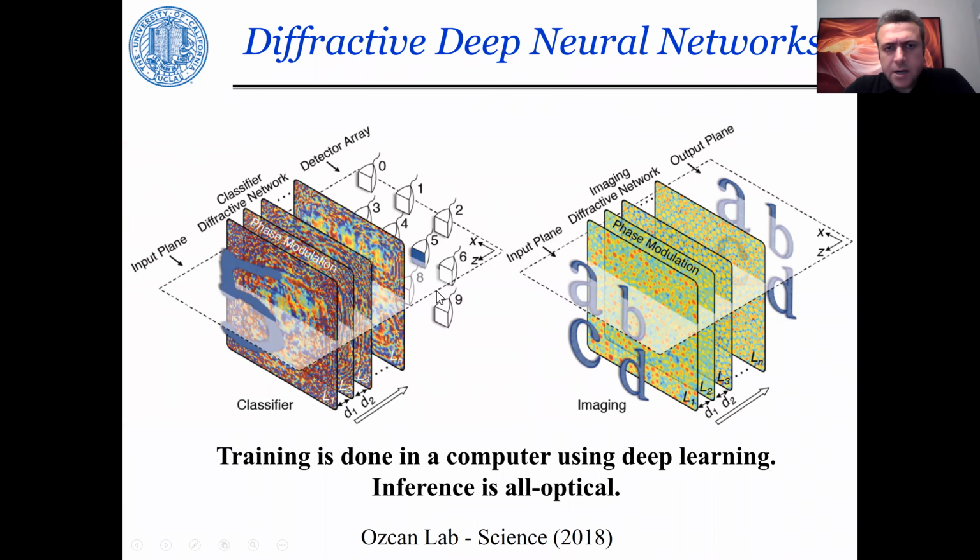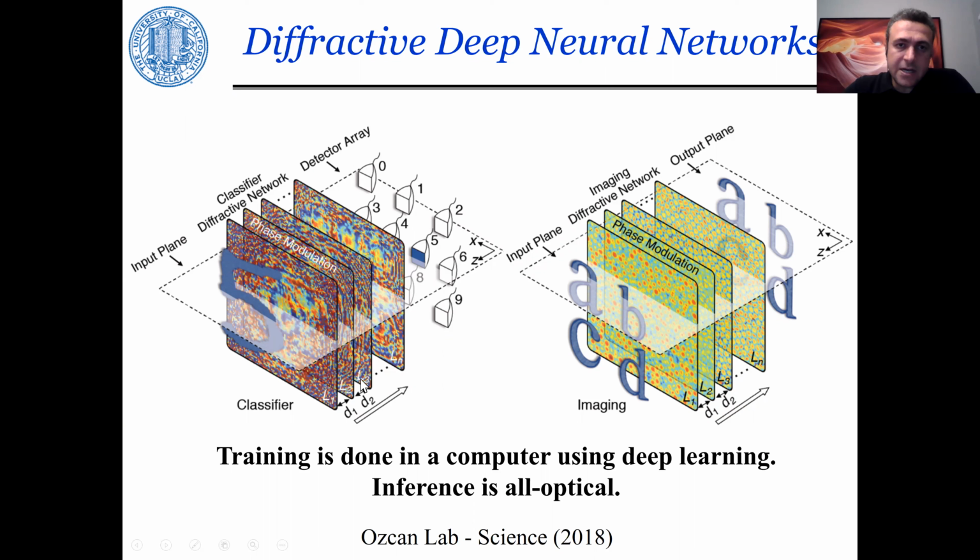As an example, with a computer using deep learning and error backpropagation methods, you can train a sequence of diffractive layers in order to all-optically classify images. In this example, I'm sharing with you MNIST handwritten digits that this diffractive network has learned to classify. If we, for example, place here a handwritten digit 5, most of the photons will be arriving at this detector 5 assigned to this image class.